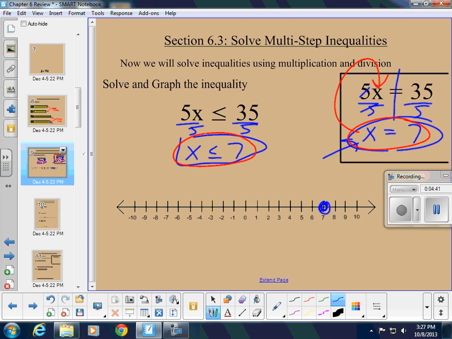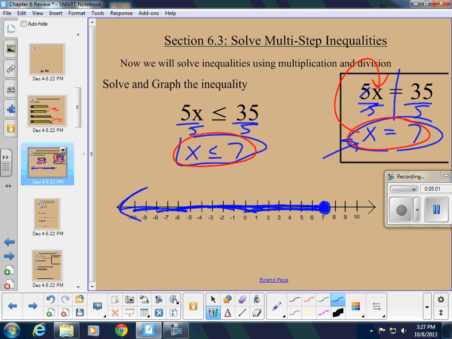Why do we do that? Well, in general, when we're graphing these, we're going to shade in all the possible answers. So if it's less than or equal to, we're saying that x could be equal to 7. So we're going to fill in that circle because that's one of our possible answers. And then if we're talking about all the numbers that are less than, we're going to shade to the left.